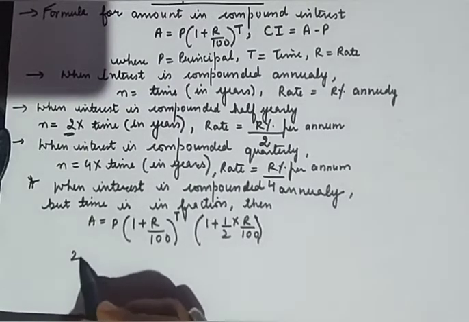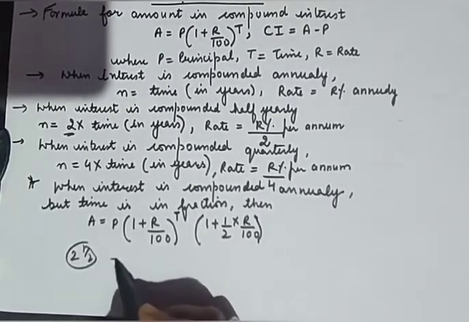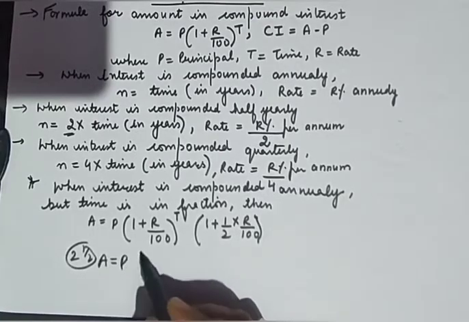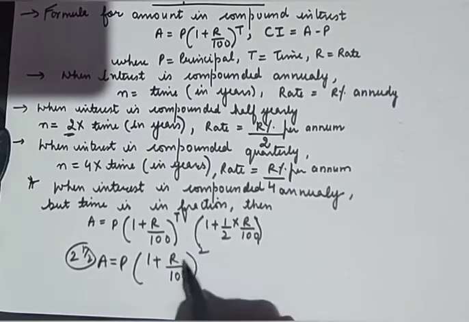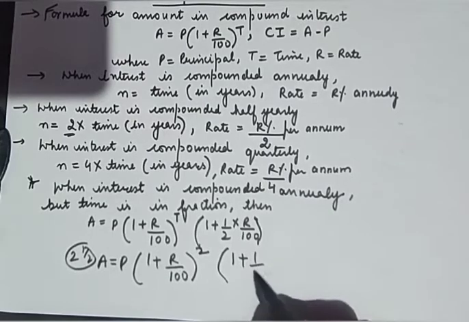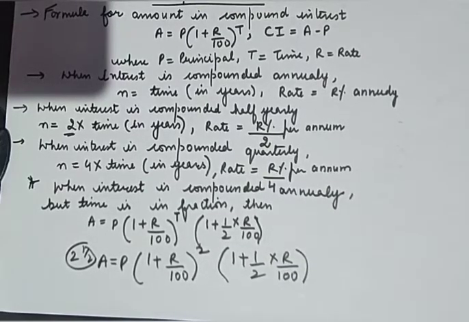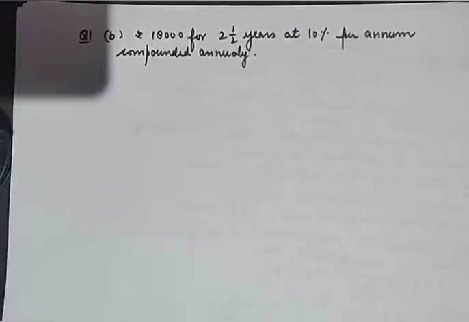Suppose your time is 1 by 2 years, so what you can do is apply like this: A into (1 plus R upon 100) for the complete 2 years, right? And after this, take the remaining time, and 1 plus 2 into R upon 100. So students, these are important formulas or important points for solving this exercise. If you solve this exercise with the help of these key points, you will be able to solve each and every question of this exercise.